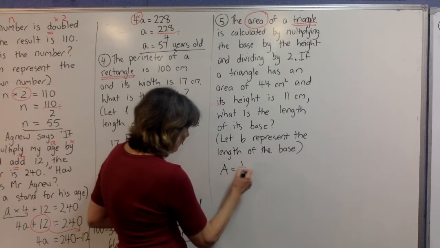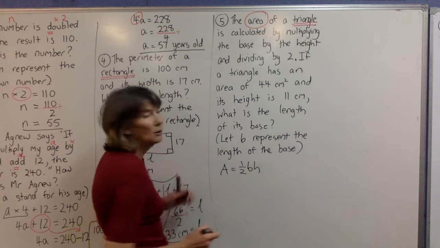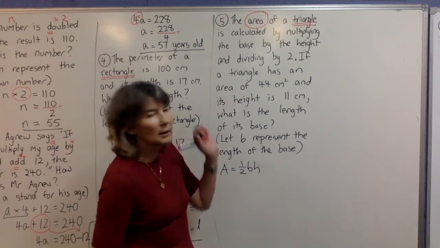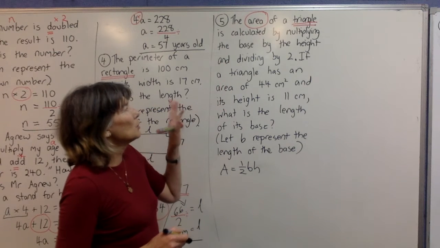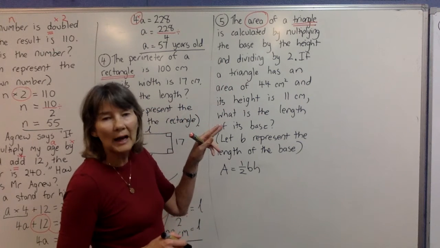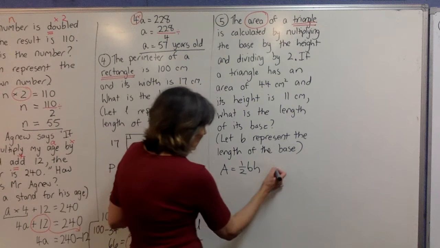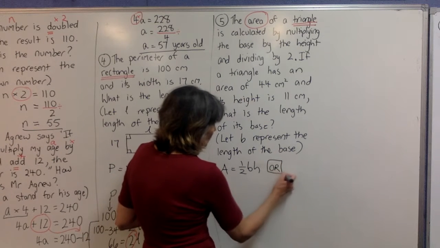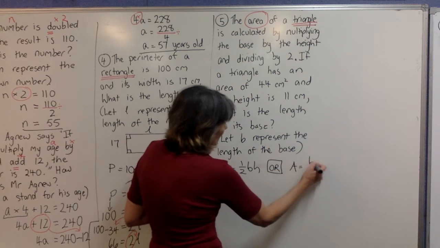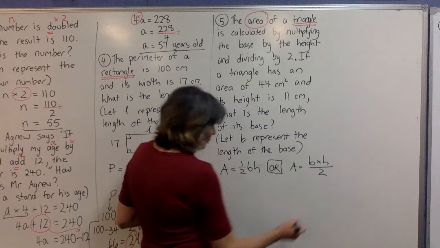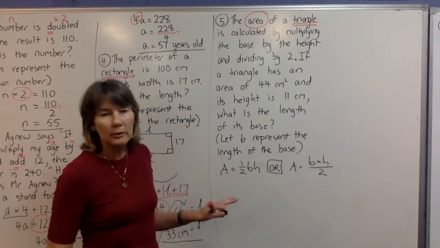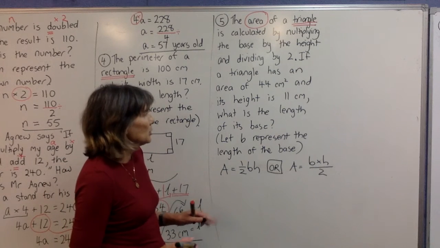Now you can use that formula like that if you like, or you can do exactly what they've told you here. So they've told you the area is calculated by multiplying the base by the height and dividing by 2. Now if we do it the way they've taught us here, base times height, and then divide that answer by 2. So you can use either one. It doesn't really matter for this question.